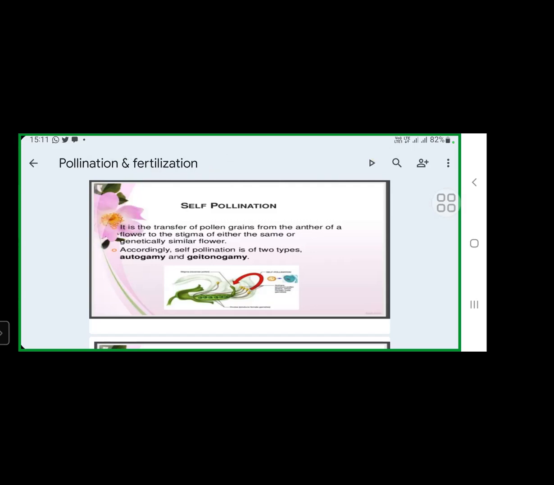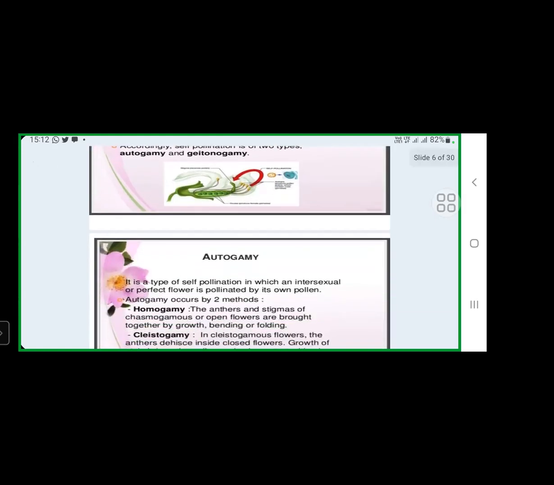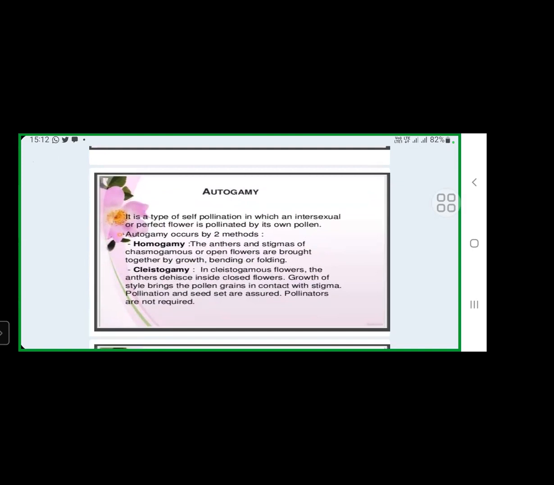If anther dehiscence and receptivity of the stigma occur at the same time, the type of pollination that takes place depends on the type of flowers the plant bears. That is self-pollination. Autogamy is a type of self-pollination in which an intersexual or perfect flower is pollinated by its own pollen.